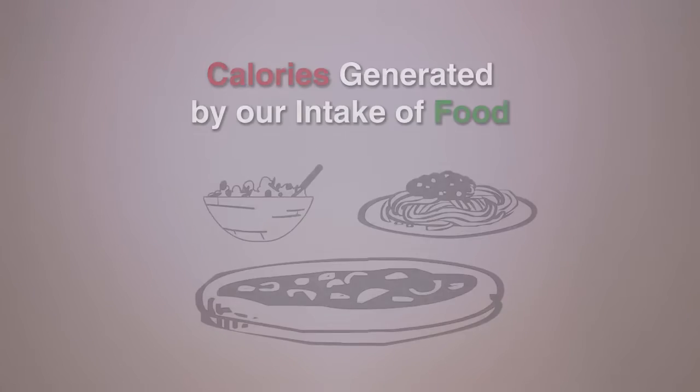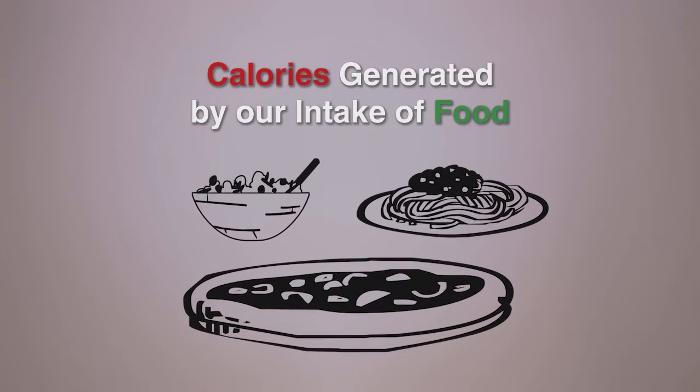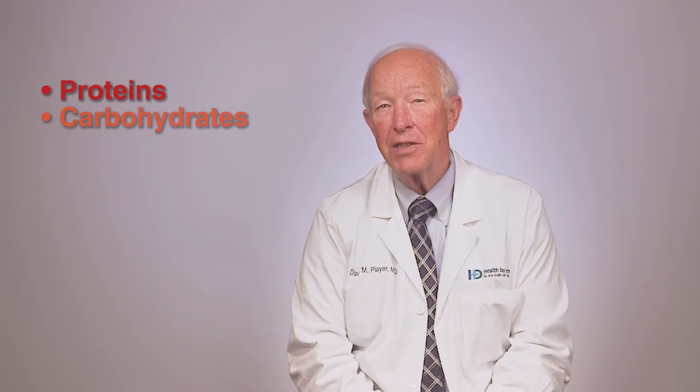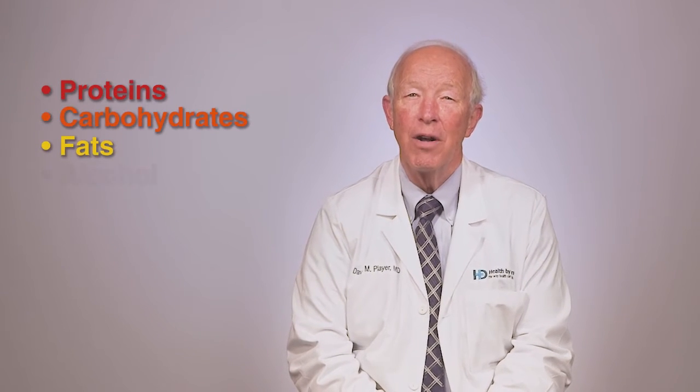In this video, we will begin our journey toward better understanding of the calories generated by our intake of food. All foods provide energy, some lots of energy and others very little. To manage our fat, which is stored energy, we must first understand the mathematics of our source of energy, our food. It turns out that all of our food is composed of at least one or combinations of four basic food building blocks. They are proteins, carbohydrates, fats, and alcohol.